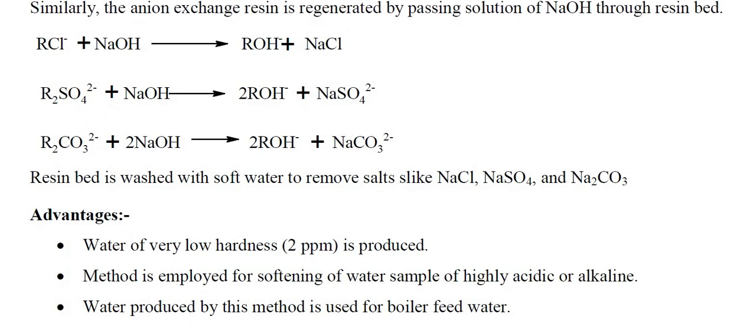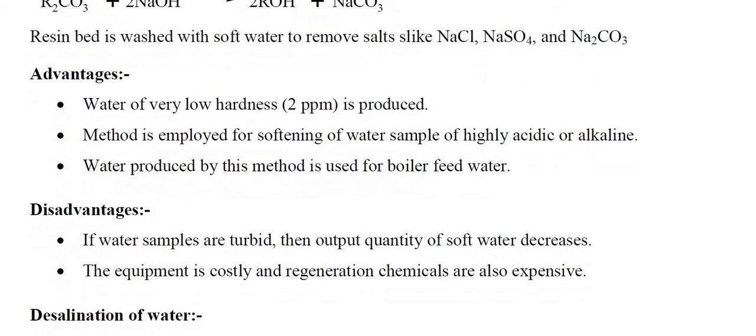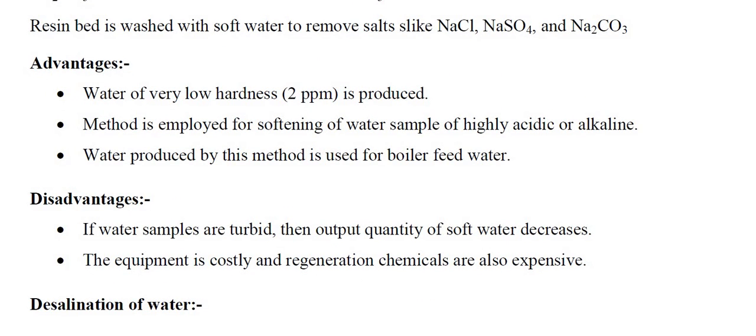The advantage of this method is that water of very low hardness is produced. The method can be employed even if the water to be softened is highly acidic or alkaline. Water produced by this method is used in boilers as it is free of minerals. The disadvantage is that if the water sample is turbid, it cannot be used. The equipment is also costly.